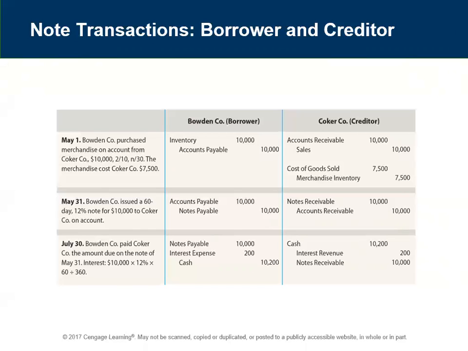So when you're doing the homework or even on the test, just try to think about, okay, am I the one borrowing the money or am I the one receiving the money? That way you get your journal entries correct, because it can get a little confusing when we're looking at two sides of the same transaction.